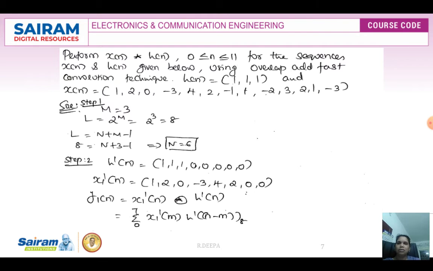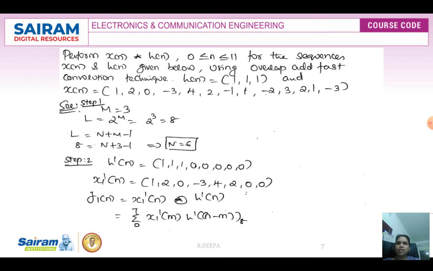So the problem statement is given here. Perform x of n convolute h of n where n ranges from 0 to 11 for the sequences x of n and h of n given below using overlap add fast convolution technique. So h of n is given as 1 1 1 and x of n is 1 2 0 minus 3 4 2 minus 1 1 minus 2 3 2 1 and minus 3.